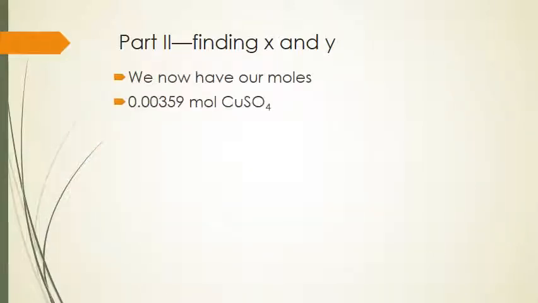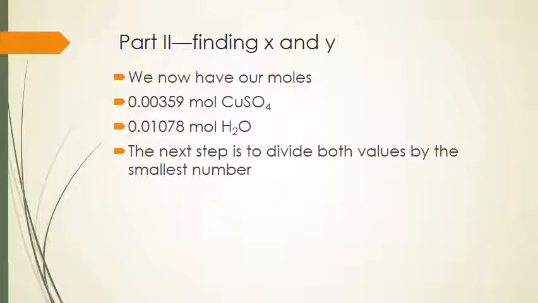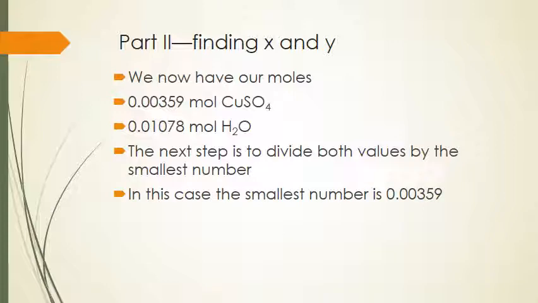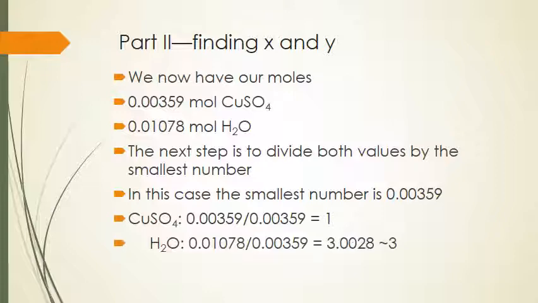Finding X and Y. We've got our moles of each. 0.00359 moles of copper sulfate, 0.01078 moles of water. Divide both values by the smallest number. So what I mean by that, the smallest number is 0.00359. Divide that number for the copper sulfate. The number divided by itself is 1. For the water, I get 3.0028, which is really close to 3.